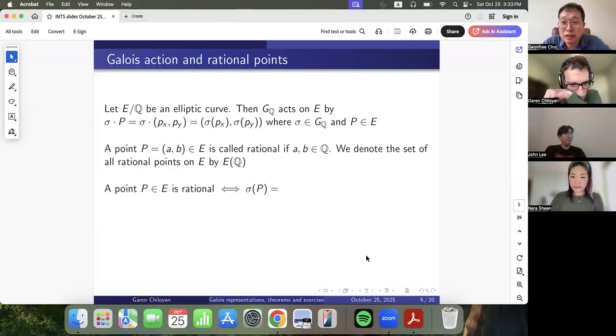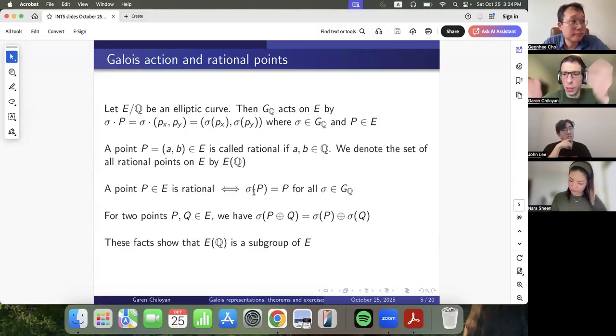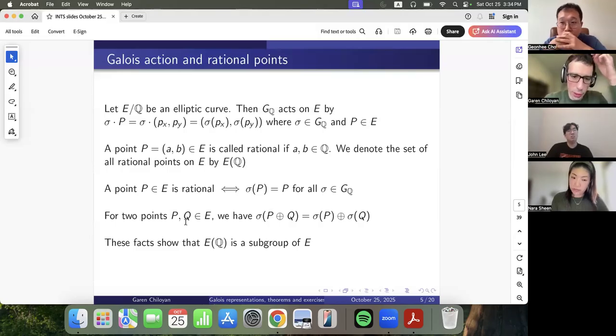From the intuition, from the Galois group, we know we need to fix the field. That might be the correct answer, or at least the correct direction. So fixing means equal. So sigma of P must equal P for all sigma in the absolute Galois group of Q. So a point P on E is rational if and only if nothing changes when you apply a Galois automorphism to it.